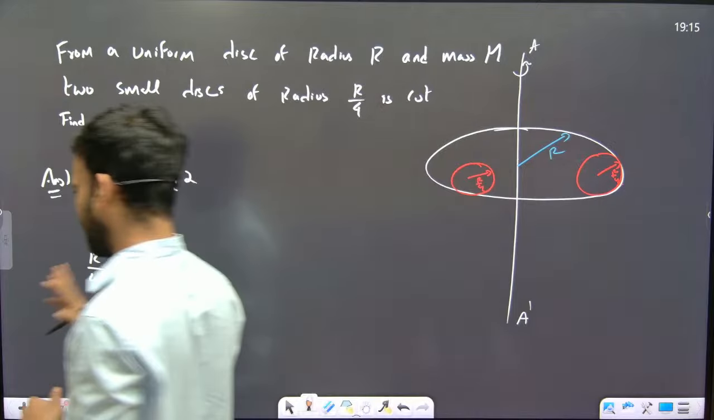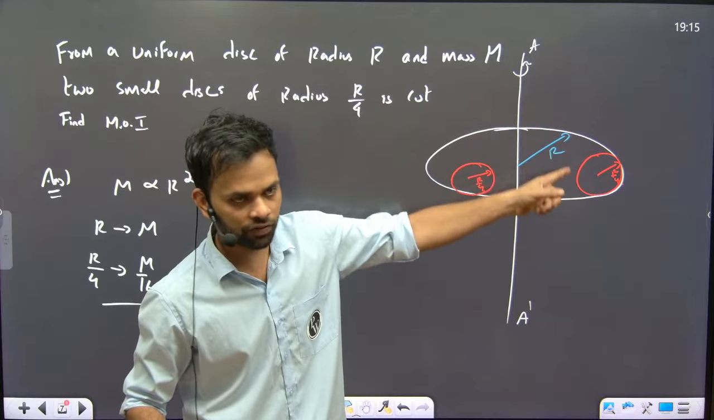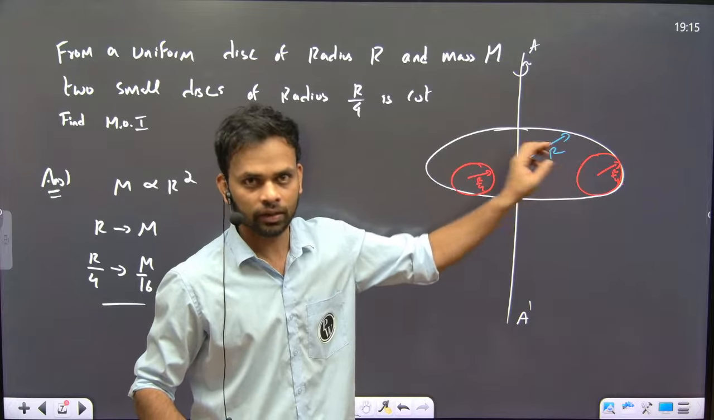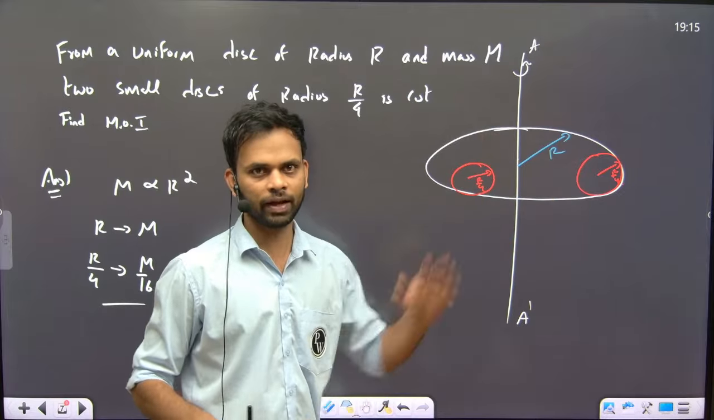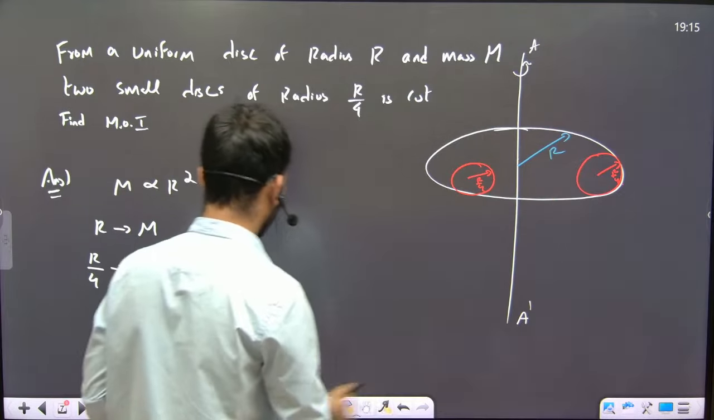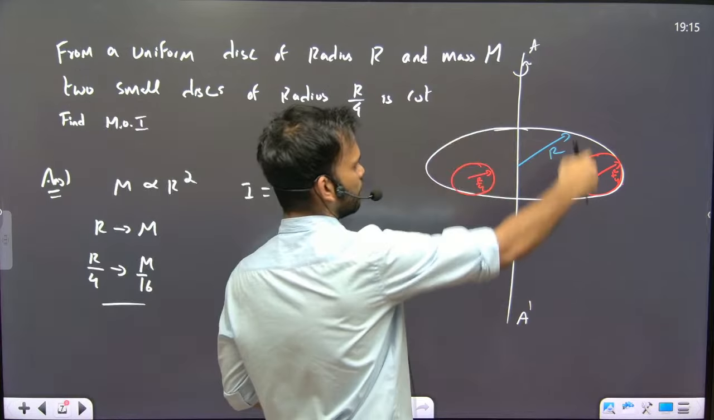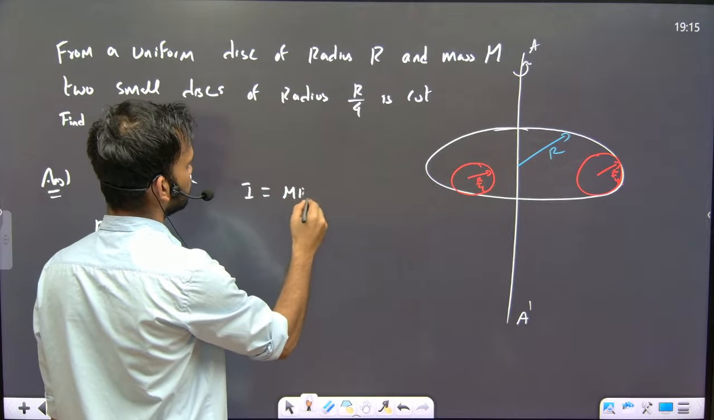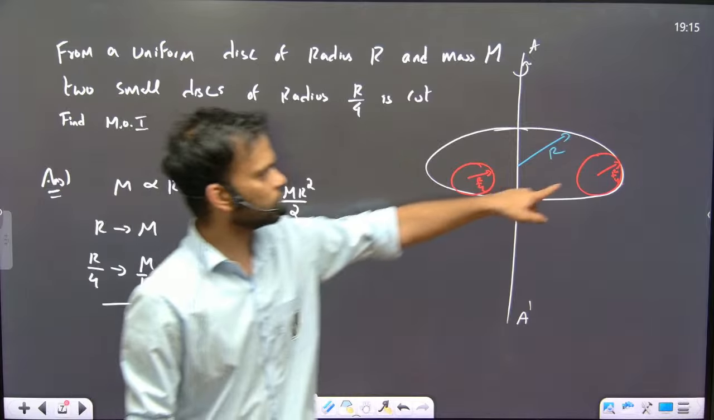Now why am I doing this? We have to assume that the entire disk of mass m is there. On top of that, two small disks of mass m by 16, m by 16, but negative masses, are on top of this positive mass. That becomes the cavity. Now what is the moment of inertia? I is equal to, for the entire disk, mr square by 2, that we know already, plus the moment of inertia of these two disks.